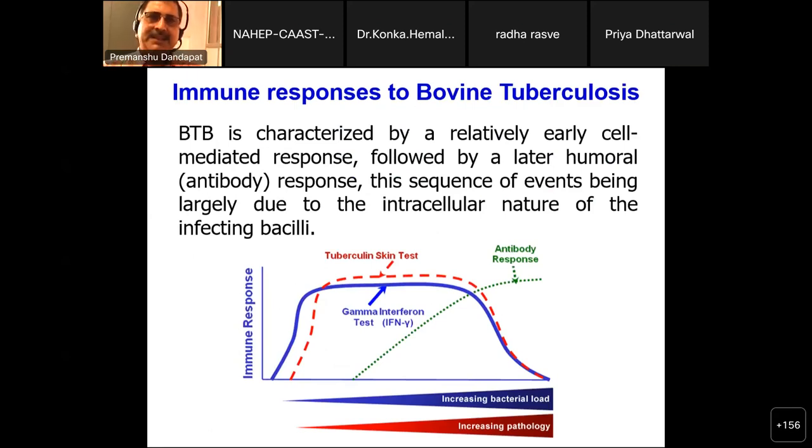If you have a look at the immune response to bovine tuberculosis, here you can see that antibody used to be raised later on, after 3 months onwards. But cell-mediated immunity can be detected early, maybe after 1 month of the infection, and that can be detected by the tuberculin test or by the gamma interferon assay.